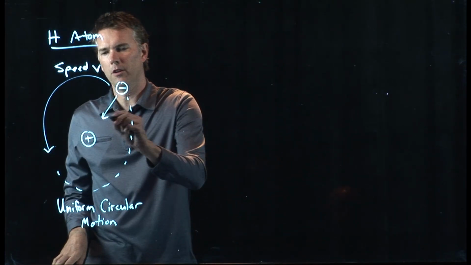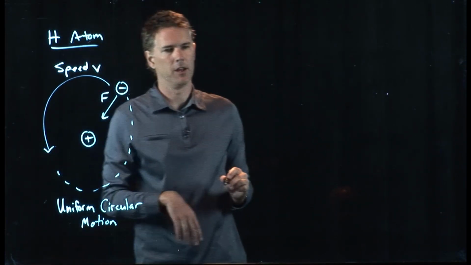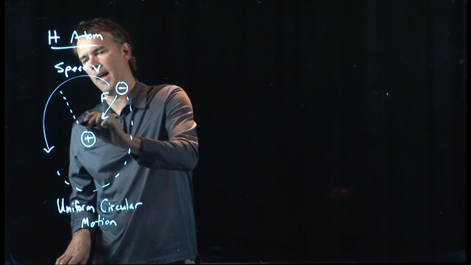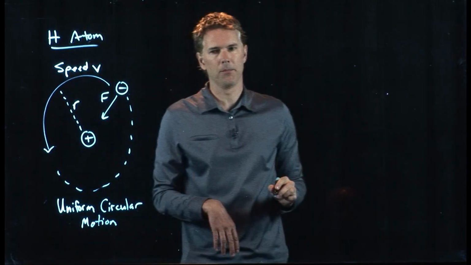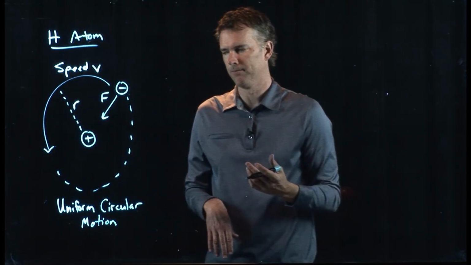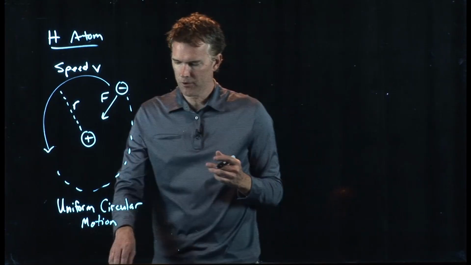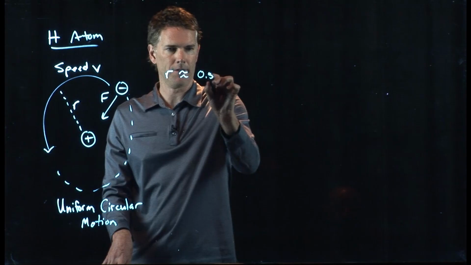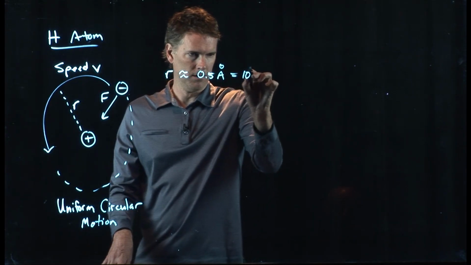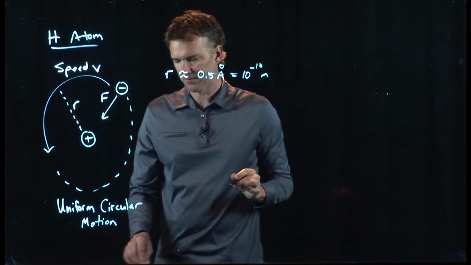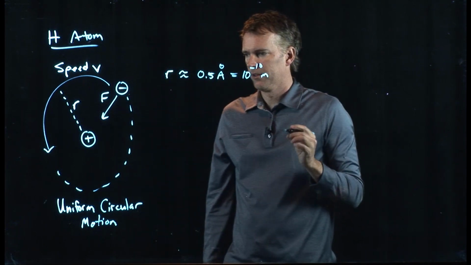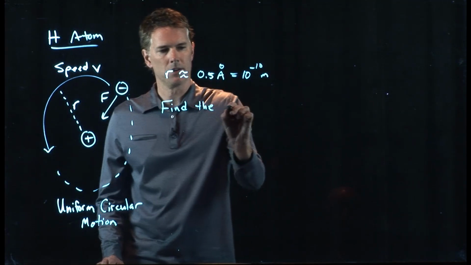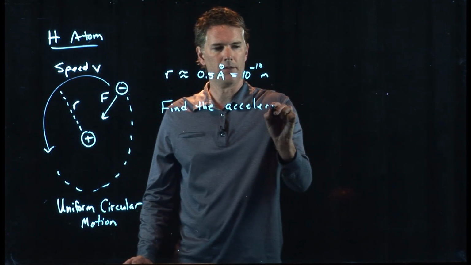There is, of course, a force, F, that is holding it in that circle. That is Coulomb's force. And there is a distance, r, between the electron and the proton. So in a hydrogen atom, let's put in some numbers. R is about half an angstrom, 10 to the minus 10 meters. Let's calculate the acceleration of the electron.